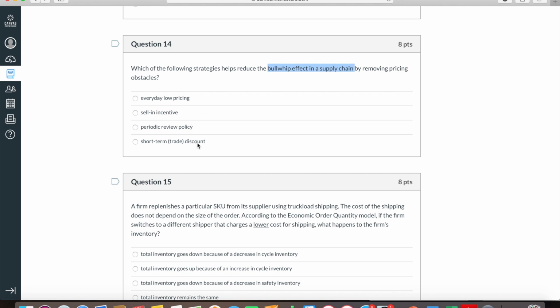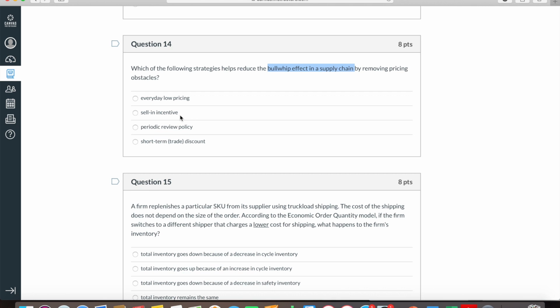Well, short-term discount, no, that would actually increase the bullwhip effect because all of a sudden there'd be a spike, since it's a short-term discount. However, in the long run, we don't know what the actual demand is. Periodic review policy, no, it's not that. Sell-in incentive. So sell-through is selling to the customer. Sell-in is going the other way in the supply chain.